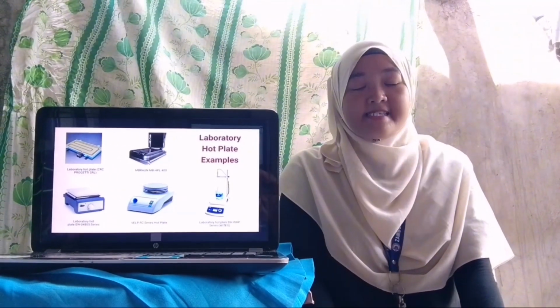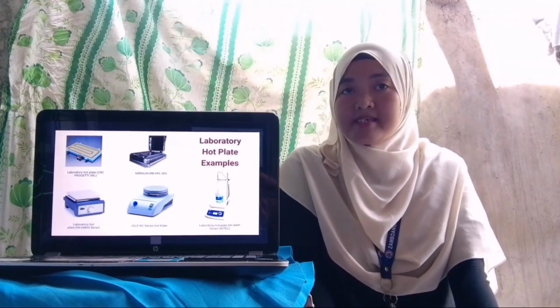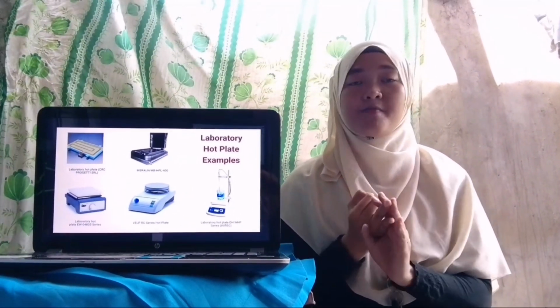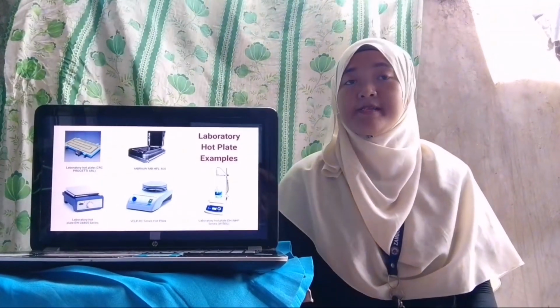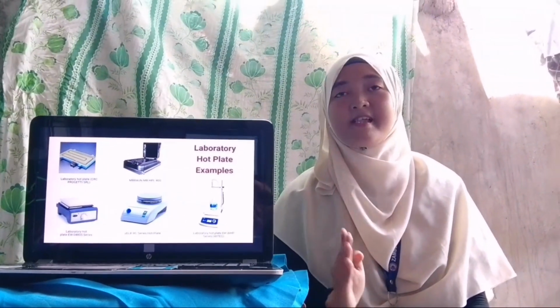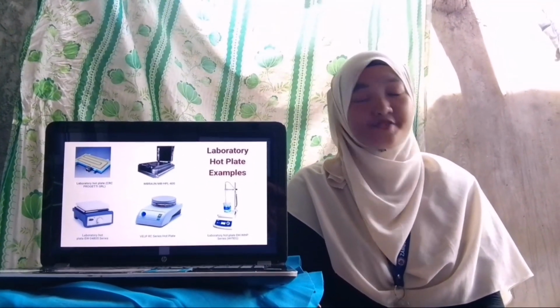Next is sterilizing equipment. Hot plates can be used to sterilize equipment such as glassware, instruments, and other materials. This is particularly important in microbiology laboratories where maintaining a sterile environment is crucial.